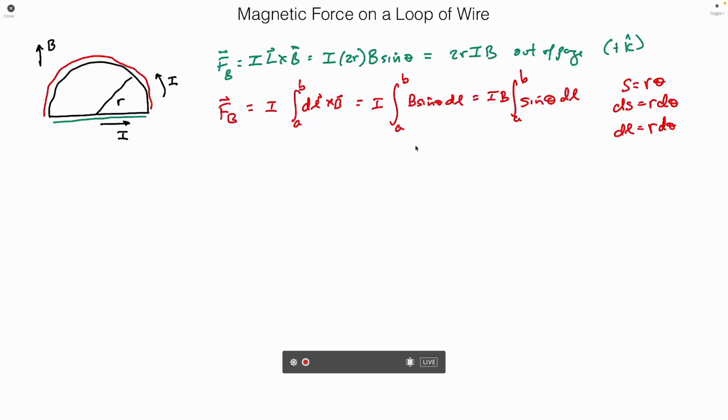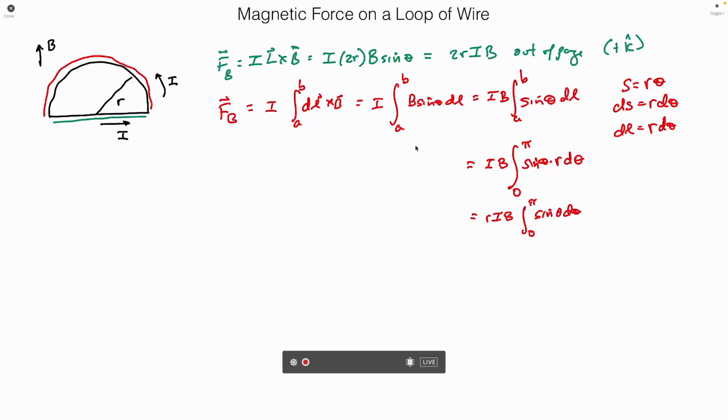And then what are my limits? It's 0 to pi. What happens to the r in this integral? It's constant. So it's R I B, integral from 0 to pi of sine theta.